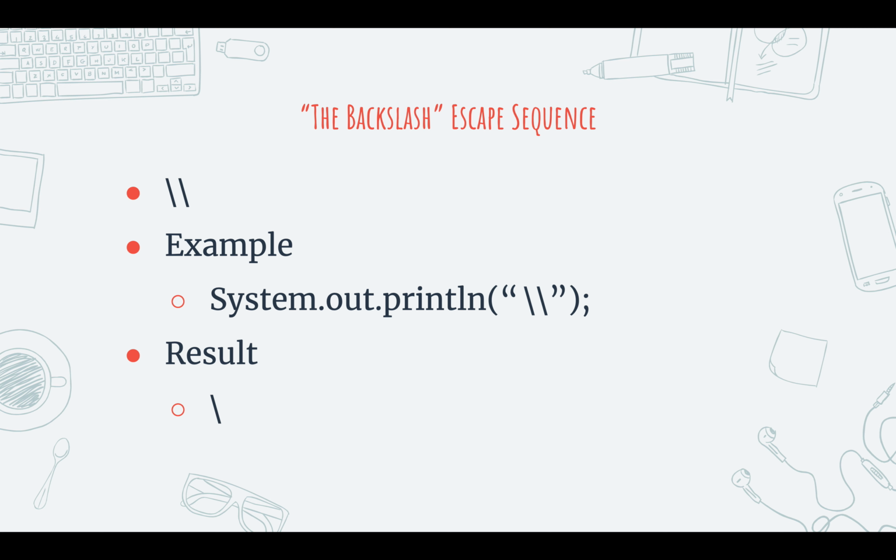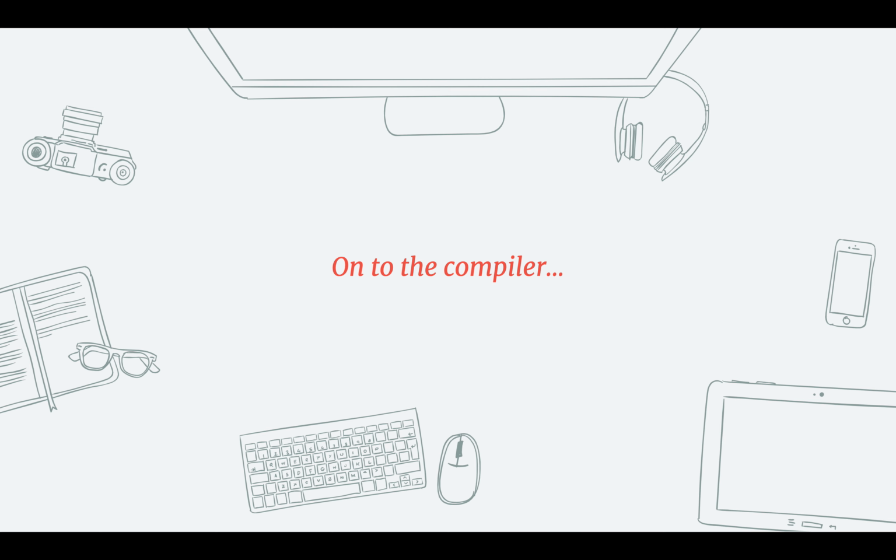Now, let's say that I want to actually use the backslash. Then we utilize the backslash escape sequence. For example, the system.out.println, and I put 2 backslashes. And as a result, we have 1 backslash. So let's go to the compiler and test all of these out.